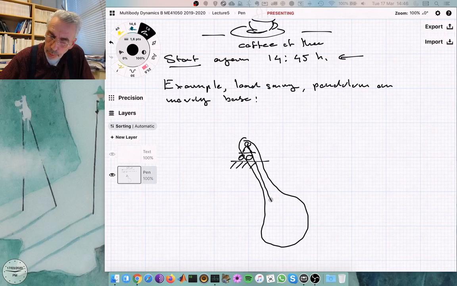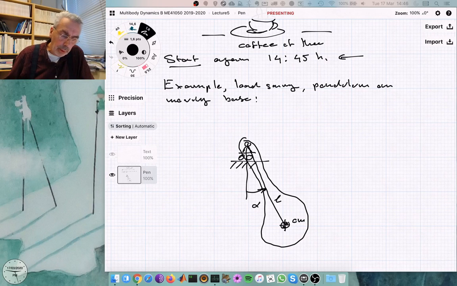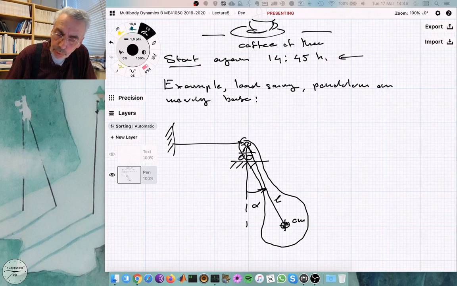And let's draw a line here to the CM. So here's the center of mass of the body. This has a length L. With the vertical, it makes an angle alpha. And then there's a distance S from the wall, from the origin. So we need a coordinate system, so that's X and that's Y. That's the coordinate system, and orientation phi is like this.